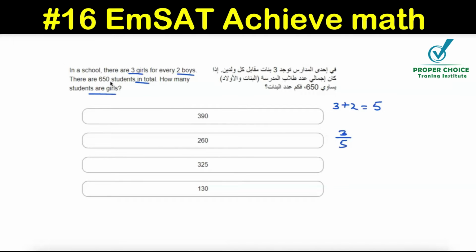And to find the total number of girls out of 650, multiply that ratio by 650. So that gives us the value. There are 390 students who are girls out of 650, with the condition of 3 girls for 2 boys. So we go with the first choice, that is 390.